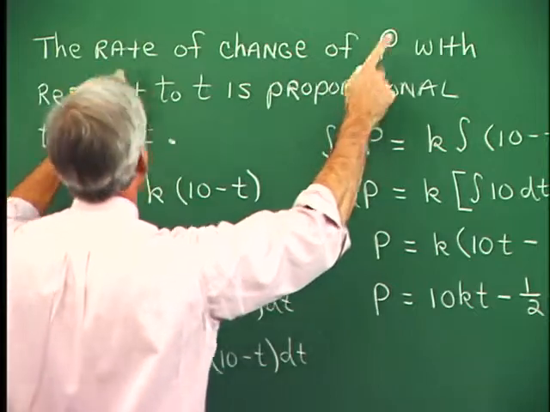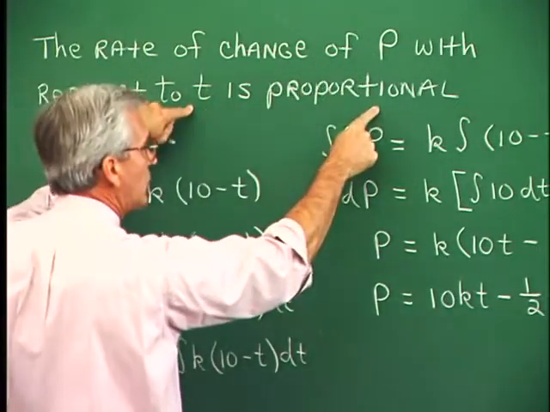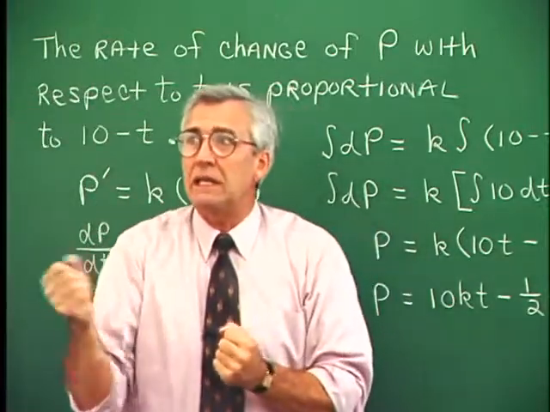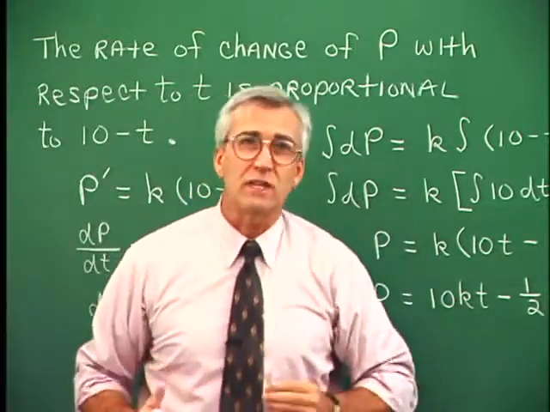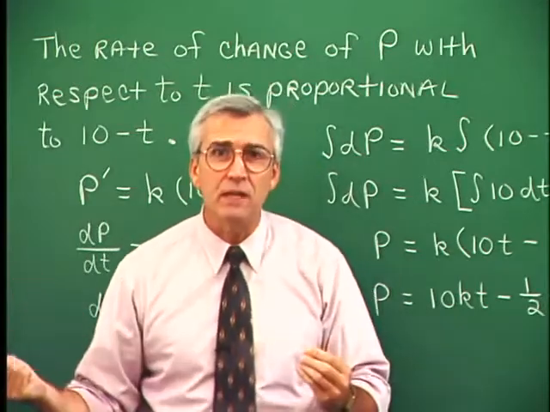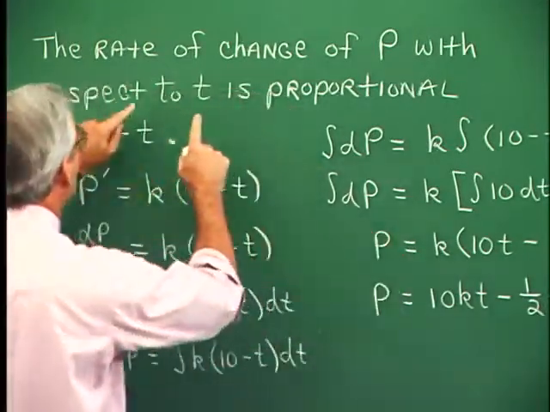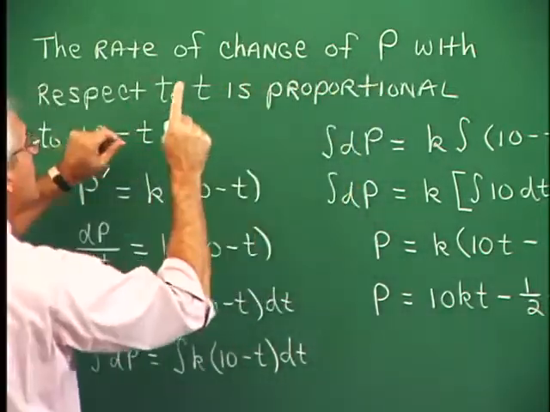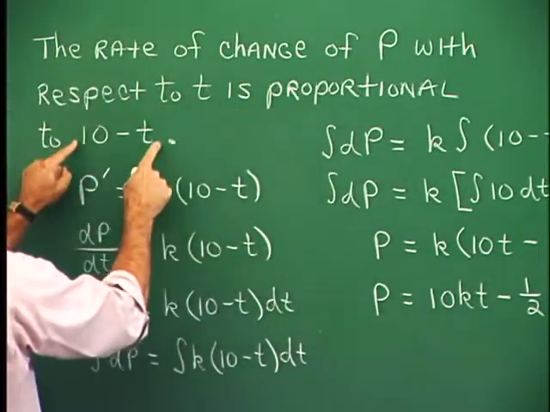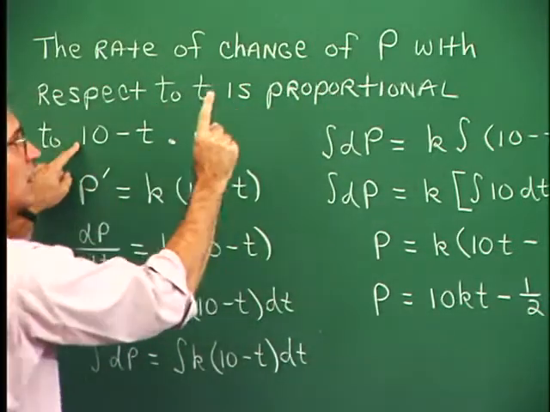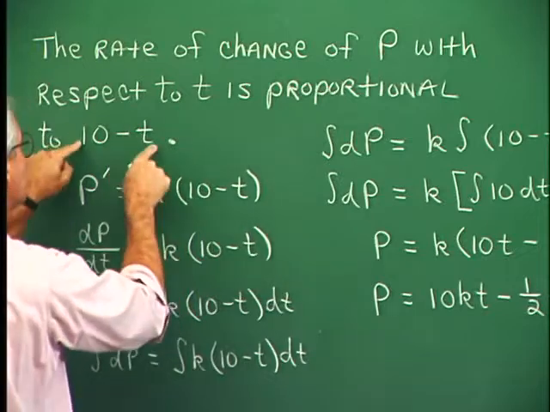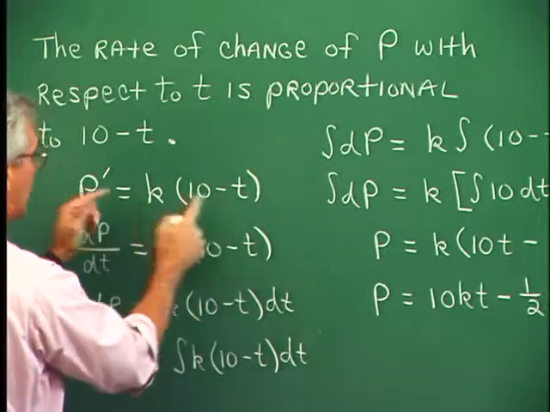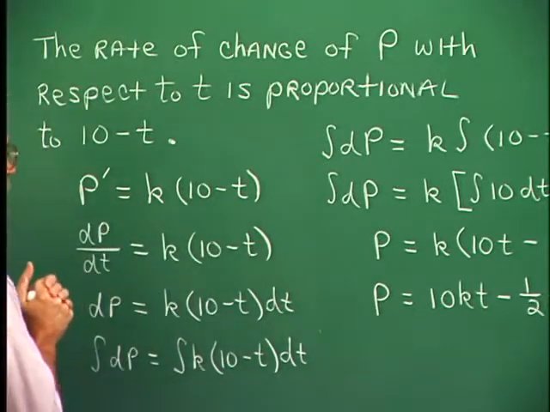Now, it's the derivative of p with respect to t is proportional to. Now, as soon as we see proportion, we say, if a is proportional to b, it implies the existence of a constant k such that a is equal to k times b. So we have here a situation where this rate of change of p, p prime, is proportional to this expression. It means we have p prime equals k times this expression. So it's p prime equals k times expression. All right, this is the differential equation that we want to solve.